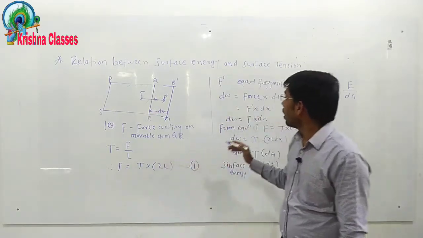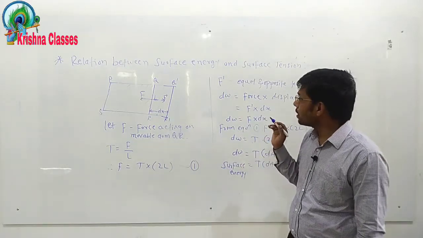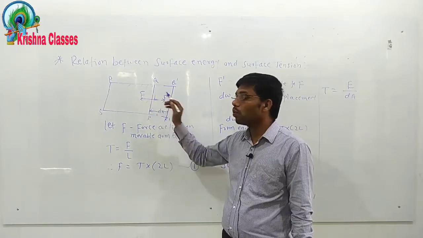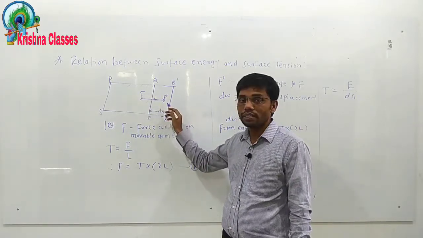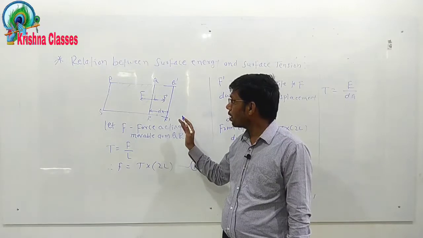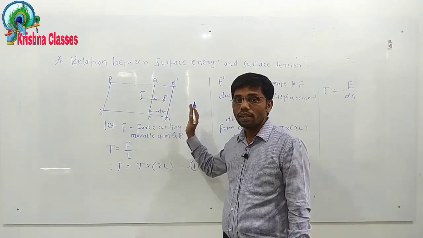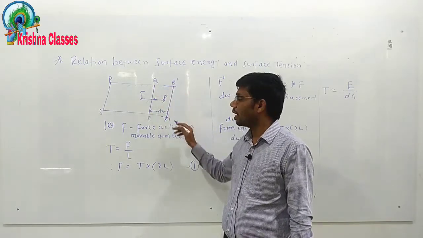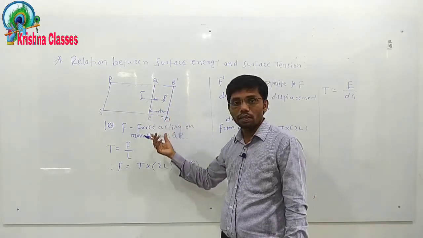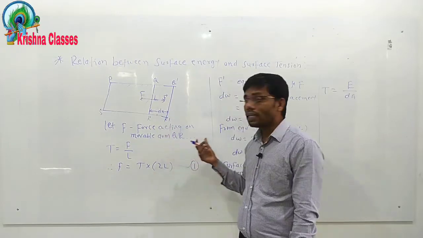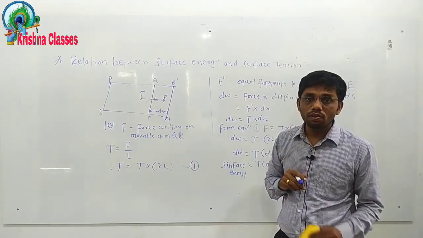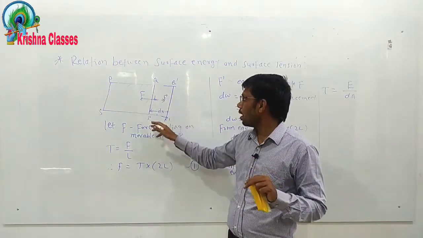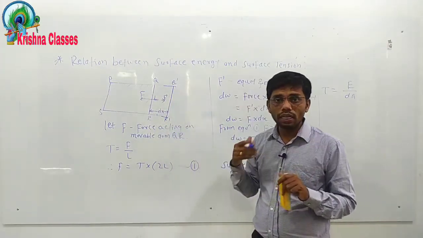Now we imagine that the force F dash is equal and opposite to the force F. It is acting in this direction, and because of that force, the area of the surface film will be increased, because QR will be moved from QR to Q dash R dash. As the area of the surface film increases through the distance dx, that is, to move that arm QR to Q dash R dash, some work has to be done.